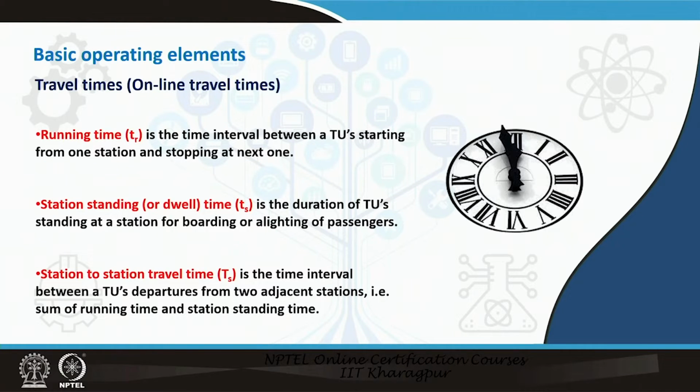So, the first travel time involved in public transportation is what is called a running time. Running time is the time interval between a transit unit starting from one station and stopping at the next one. Okay. So, simple enough, it is the time interval between a transit unit starting from one station and stopping at the next one.